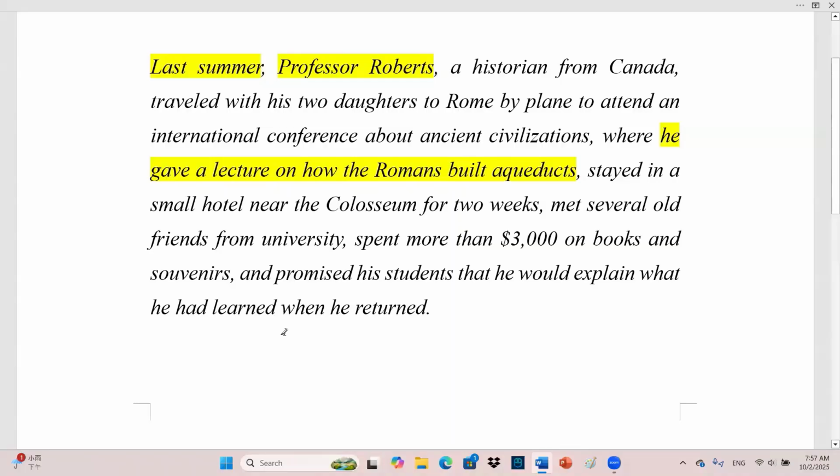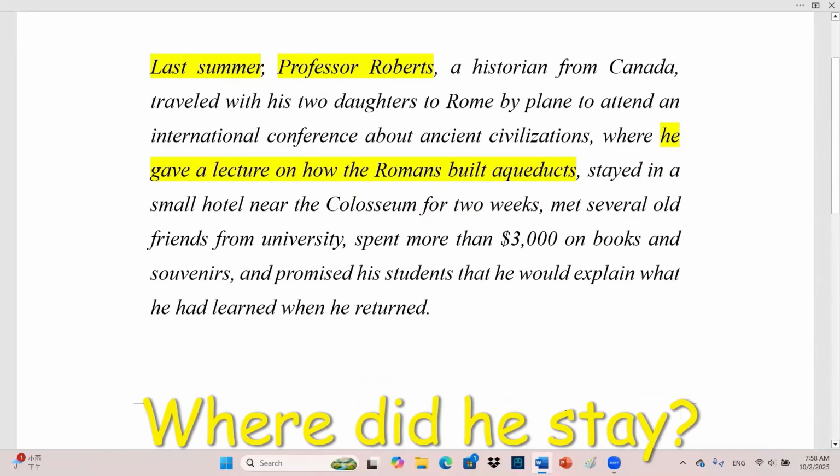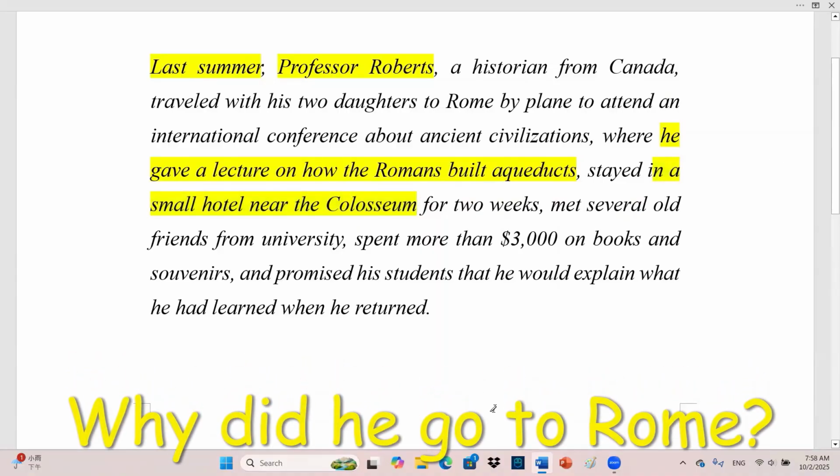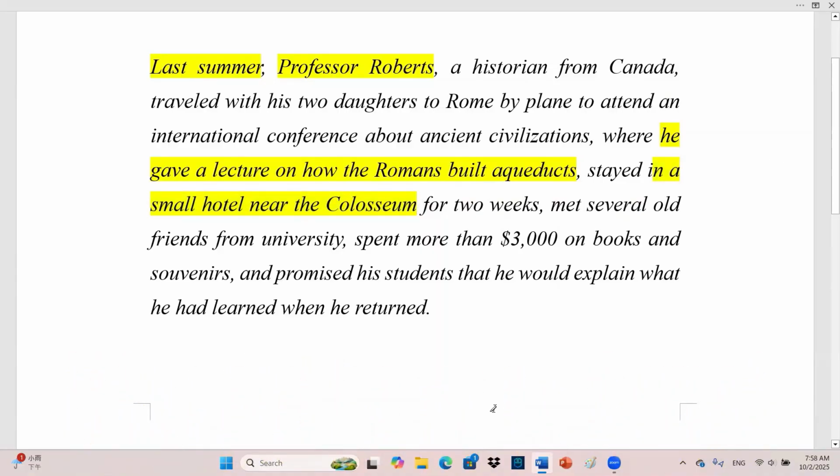So I'm going to do them a bit quicker. So next question, where did he stay? So you can say that he stayed in a small hotel, in a small hotel near the Colosseum. And why did he go to Rome? So he went there to a conference. Okay, so he went to attend. So this would be a good answer, to attend an international conference about ancient civilizations.